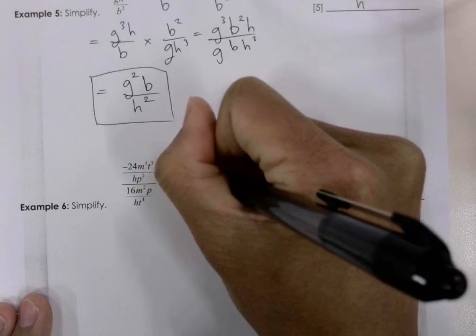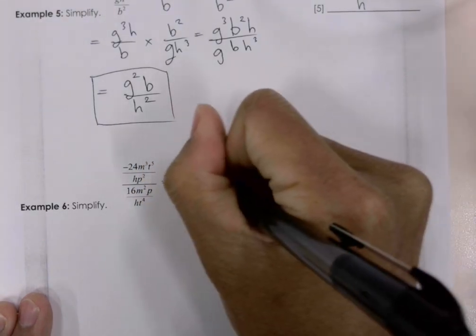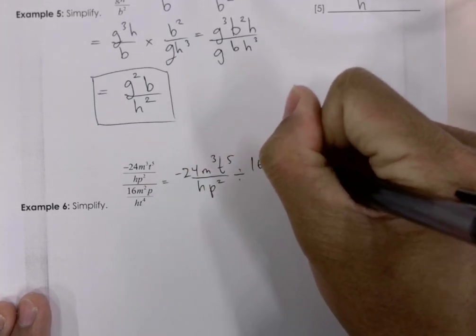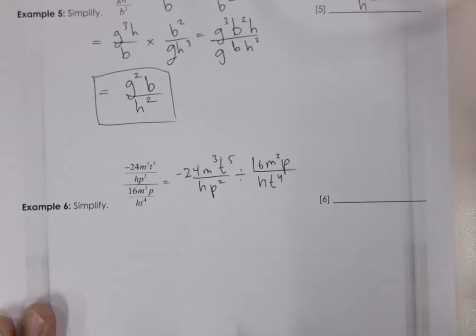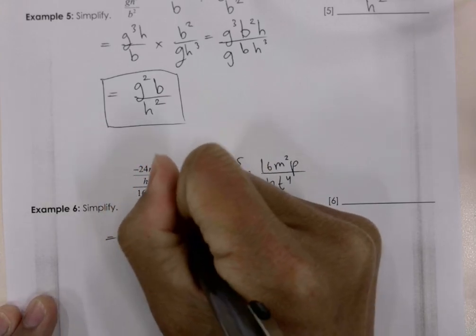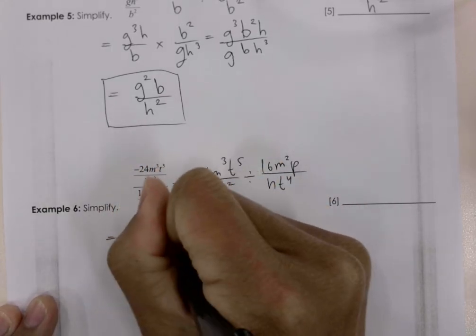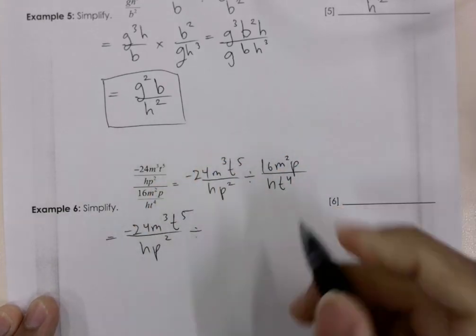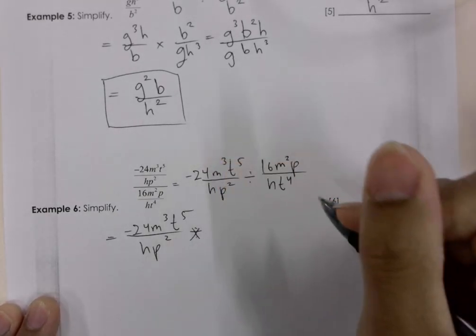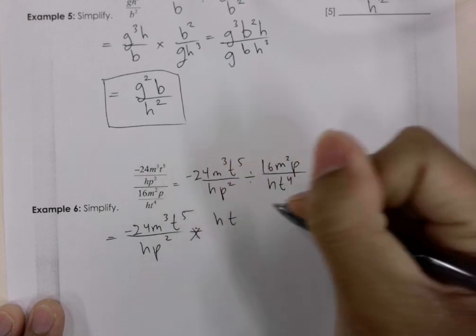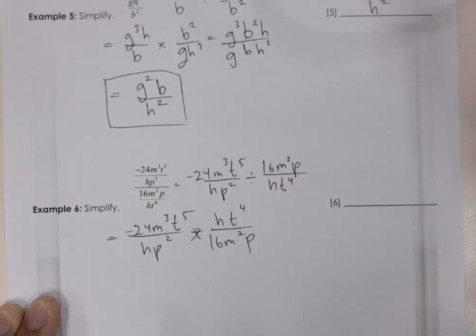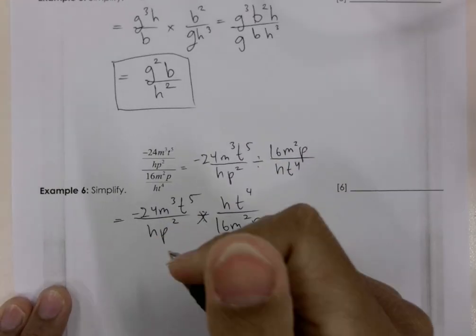So it's negative 24 m to the 3, this is the numerator, t to the 5 over hp squared divided by 16m squared p over ht to the 4. And then we're going to turn it into a multiplication problem. So negative 24 m to the 3 t to the 5 over hp squared multiplied by, and now I'm going to flip the numerator and denominator of the second fraction. So it's going to be ht to the 4 over 16m to the 2 times p. And so now we multiply straight across.